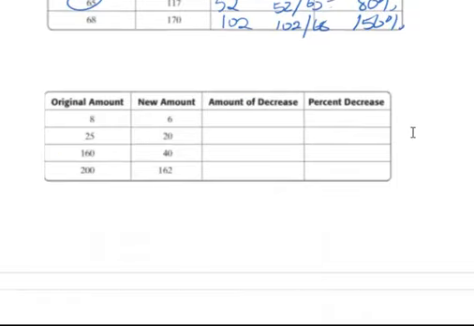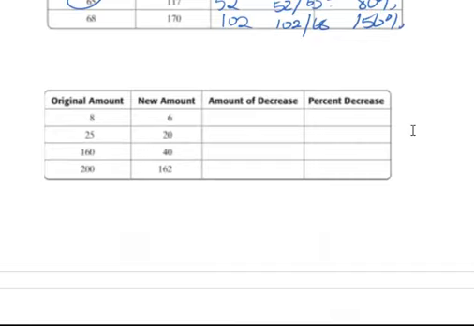All right. Now, these next ones are finding percent decrease. I'm going to do this exactly the same way. What I want you to notice is that now our values are going down. If we used to have $8 and now we have $6, well, that means we lost $2. But the process is going to be the same.